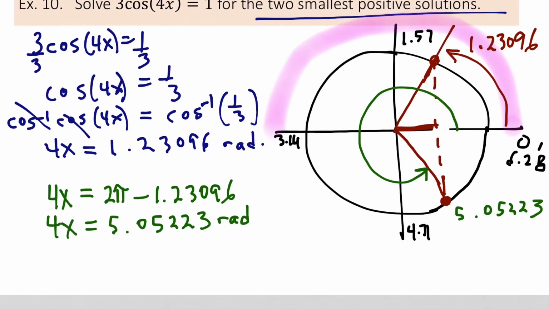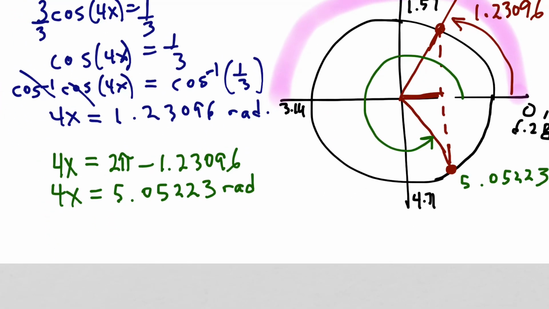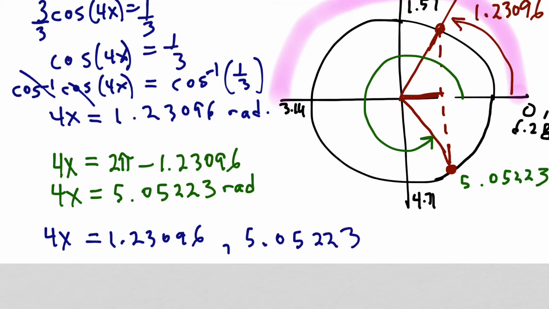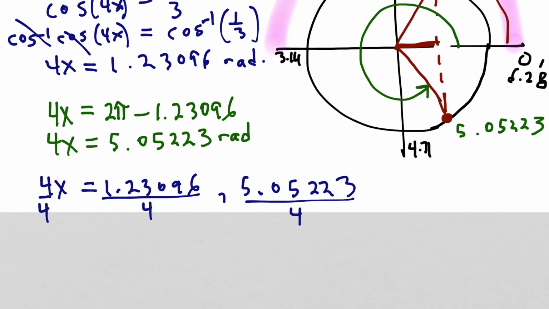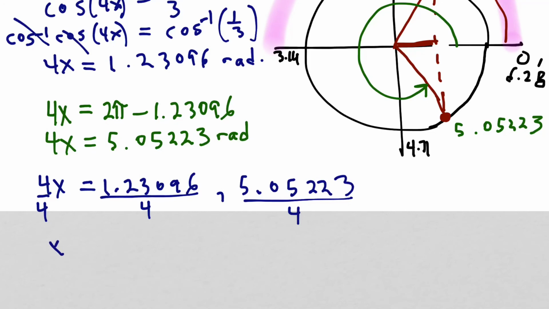We have to divide by that 4 there. So we have two angles for x. We have the 1.23096 angle, let's just say comma, and we have the 5.05223 angle. So we just want x, so we're going to have to divide these angles by 4 to get our solution, the angle x.